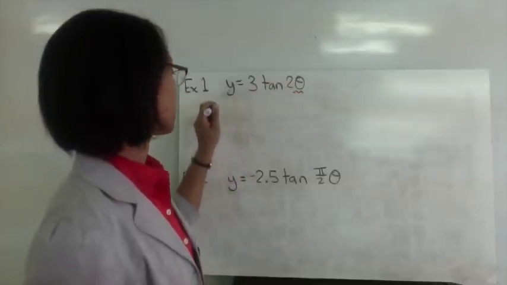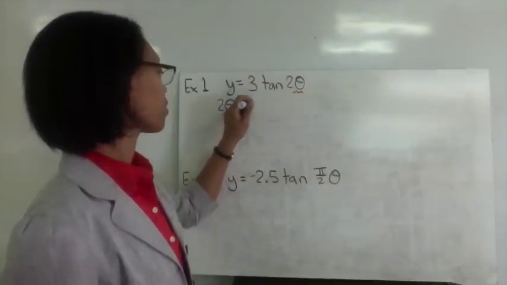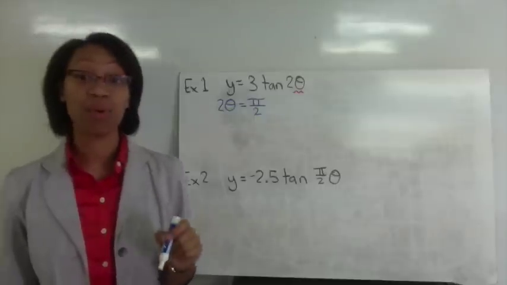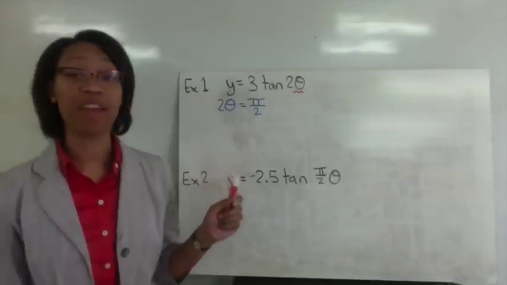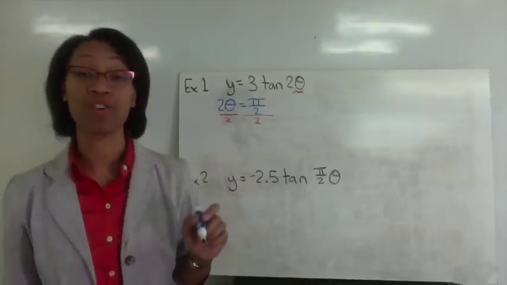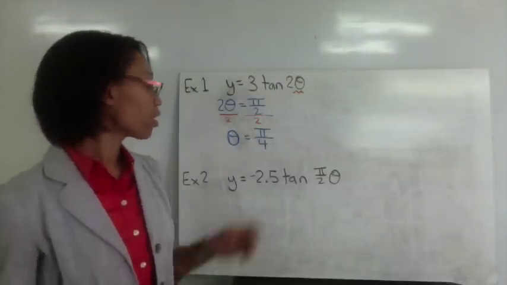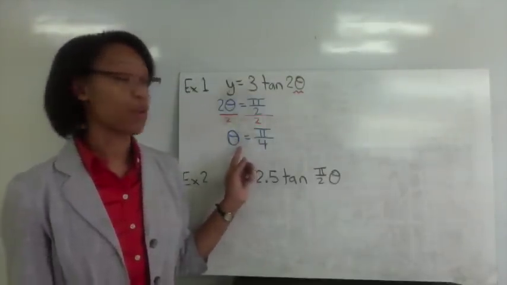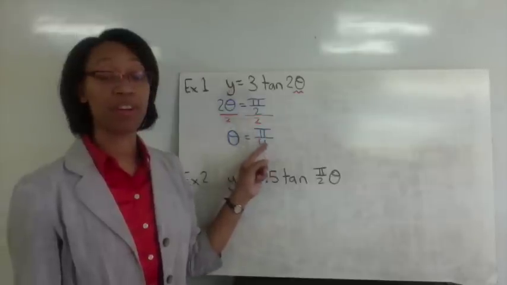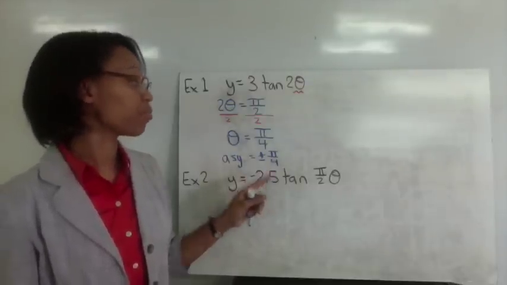So what I have is 2 theta equals pi over 2. Now I'm going to solve for theta. To solve for theta, divide both sides by 2. This gives us pi over 4. Okay, so that looks like our asymptotes are going to be at pi over 4 and negative pi over 4. Our asymptotes are at positive and negative pi over 4.